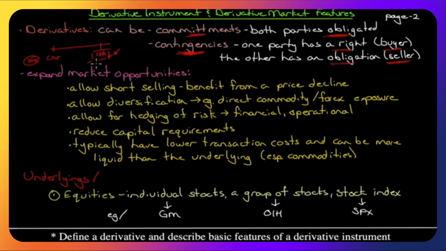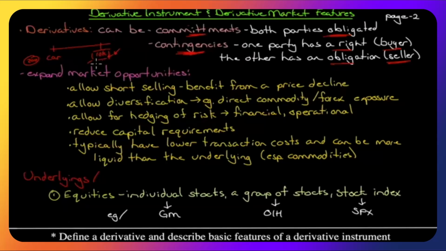So we will see that a contingent claim is called an option. We have call options and put options, and we'll have those coming up. And commitments are things like forwards, futures, and swaps, where as soon as I enter, I am committed to doing something.